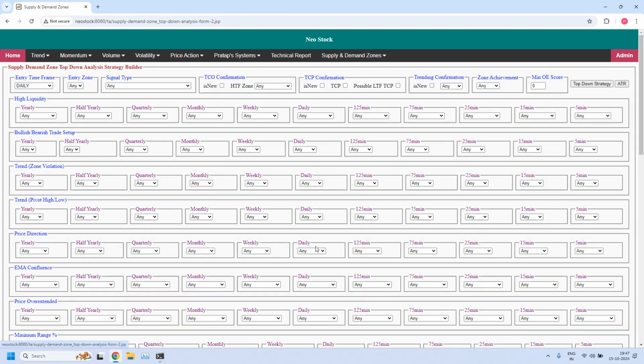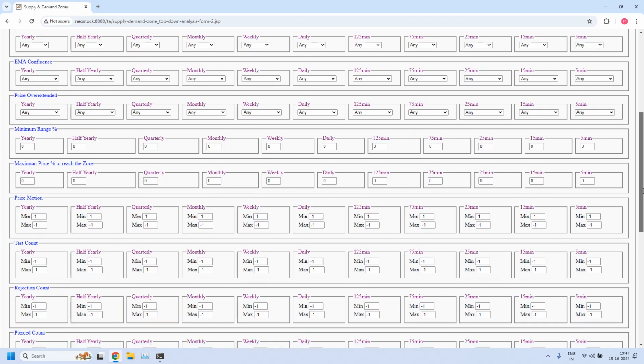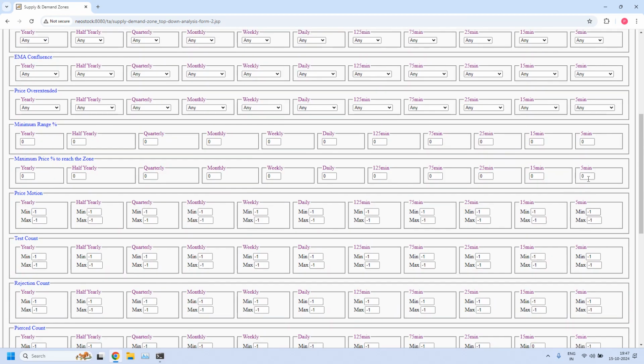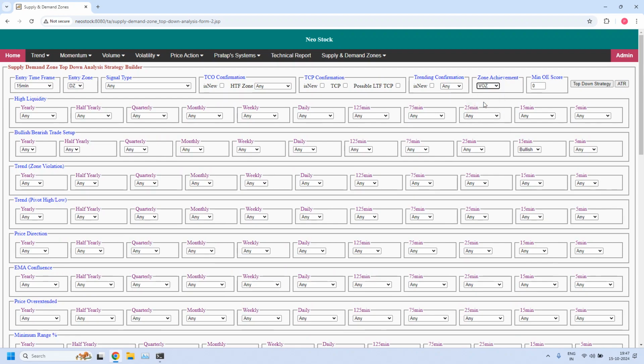Next, let us look for the daily income trade bullish trade setup. Entry time frame 15 minutes, entry zone demand zone. In bullish or bearish trade setup at 15 minutes, I am selecting bullish. The 15 minute demand zone should not be pierced. So in the 15 minutes time frame, pierced count, I am setting the value 0, maximum value 0. Zone achievement violated opposing zone, minimum order enhancer score 12. All the 3 filters are applied to the 15 minute demand zone. Now let's verify.